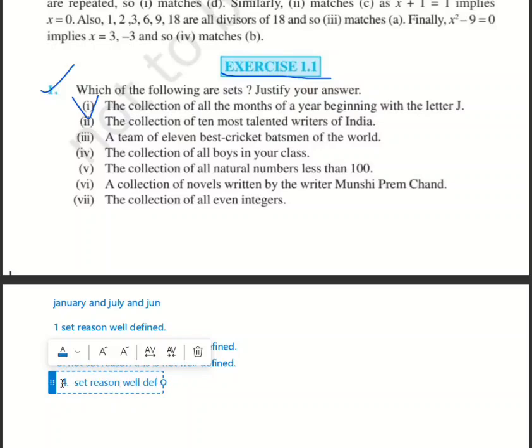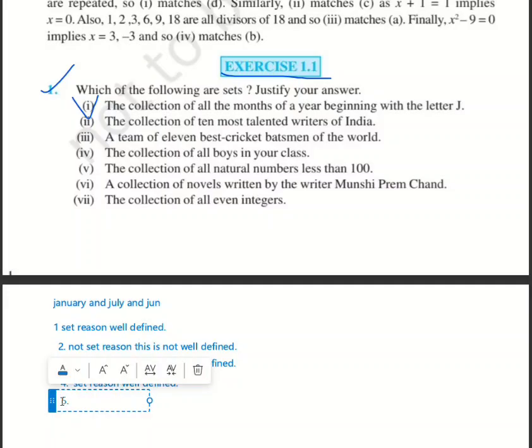Come to fifth, the collection of all natural numbers less than 100. In this, a natural number starts from 1, and these are the integers. So 1, 2, 3, ... up to 100. So this is the collection of all natural numbers less than 100.